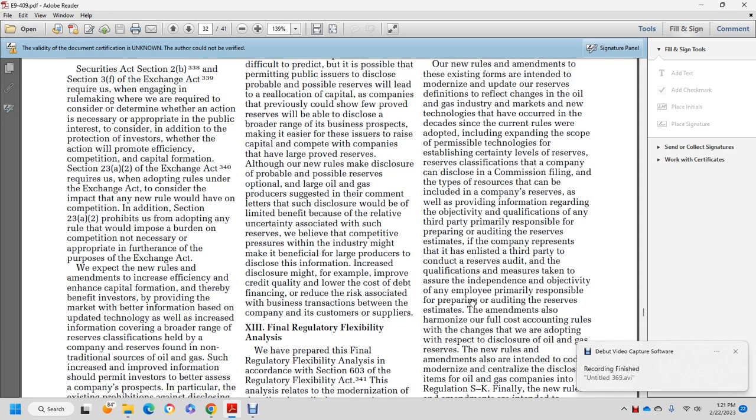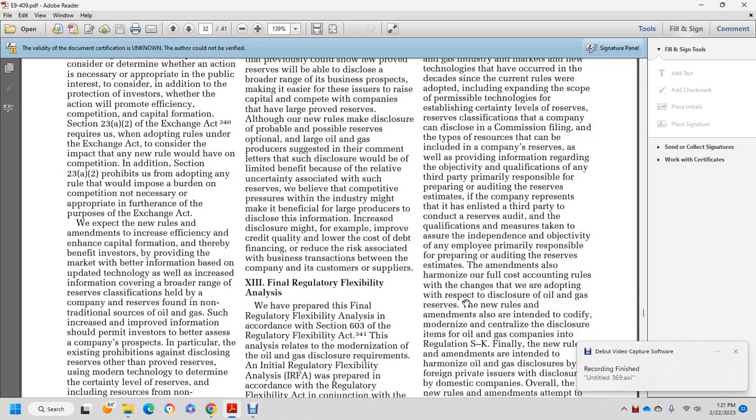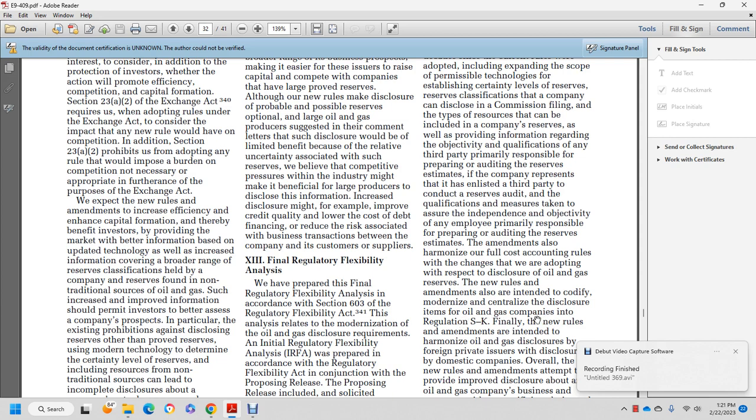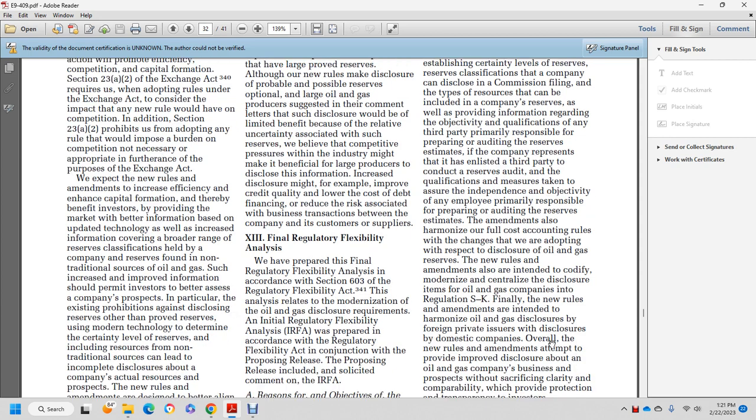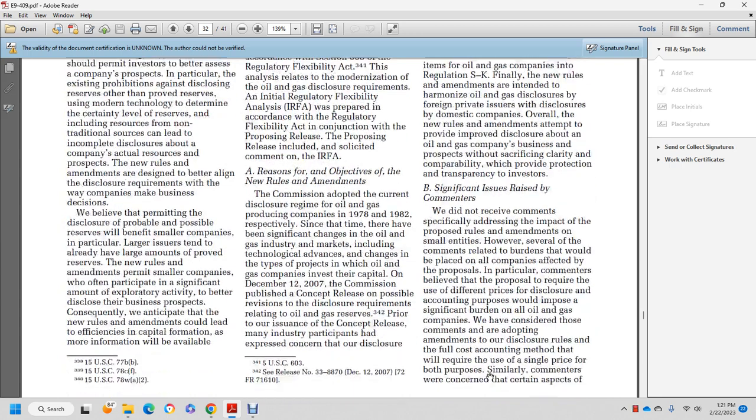The amendments also harmonize with our full cost accounting rules, changing the approach to the disclosure of oil and gas reserves. The new rules and amendments are intended to codify and centralize the disclosure items for oil and gas companies in Regulation S-K. Finally, the new amendments are intended to harmonize the oil and gas disclosure by foreign private issuers with the disclosure by domestic companies. Overall, the new rules and amendments attempt to provide improved disclosure about oil and gas companies' business prospects, with clarity, comparability and protection, and transparency for investors.